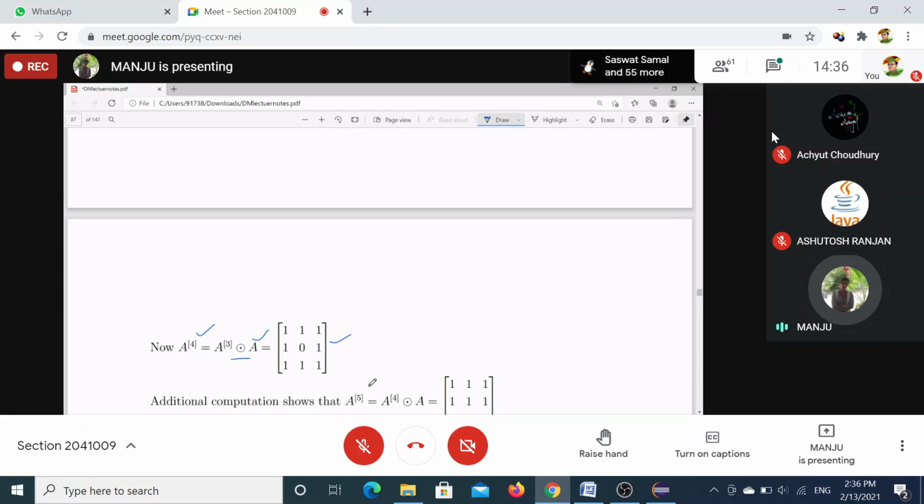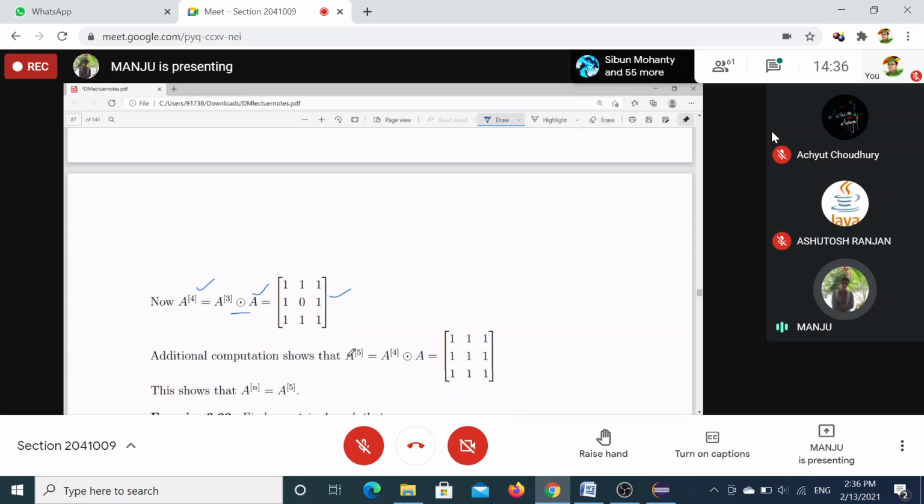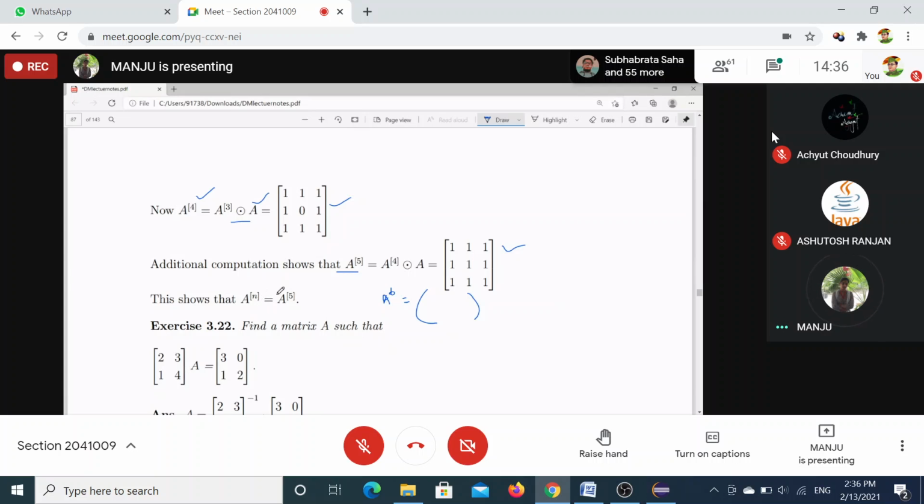Then A raised to power 5 is A raised to power 4 into A, that is Boolean product. So at 5, you get all entries as 1. And if you calculate A6, again you get all entries as 1. So whenever it starts repeating, you stop there and just write: for A^n, for n greater than or equal to 6, it is equal to A5. Again you just have all 1s.